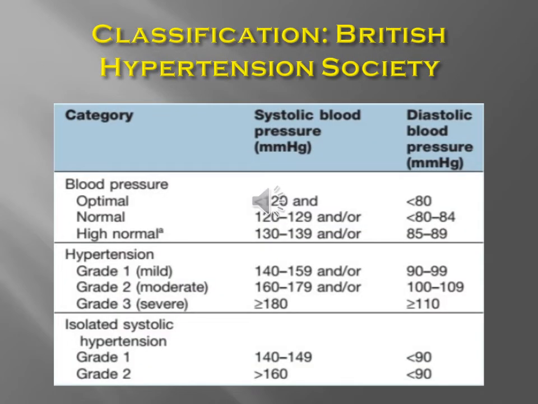According to the classification of the British Hypertension Society, these values are divided into some categories. In this, the blood pressure at optimal level is around 120 over 80. In normal, it goes up to 129 over 84. And high normal, it goes up to 139 over 89. At hypertension, in grade 1, it goes up to 159 over 99. In grade 2, blood pressure rises up to 179 over 109. In grade 3, it goes above 180 and more than 110.